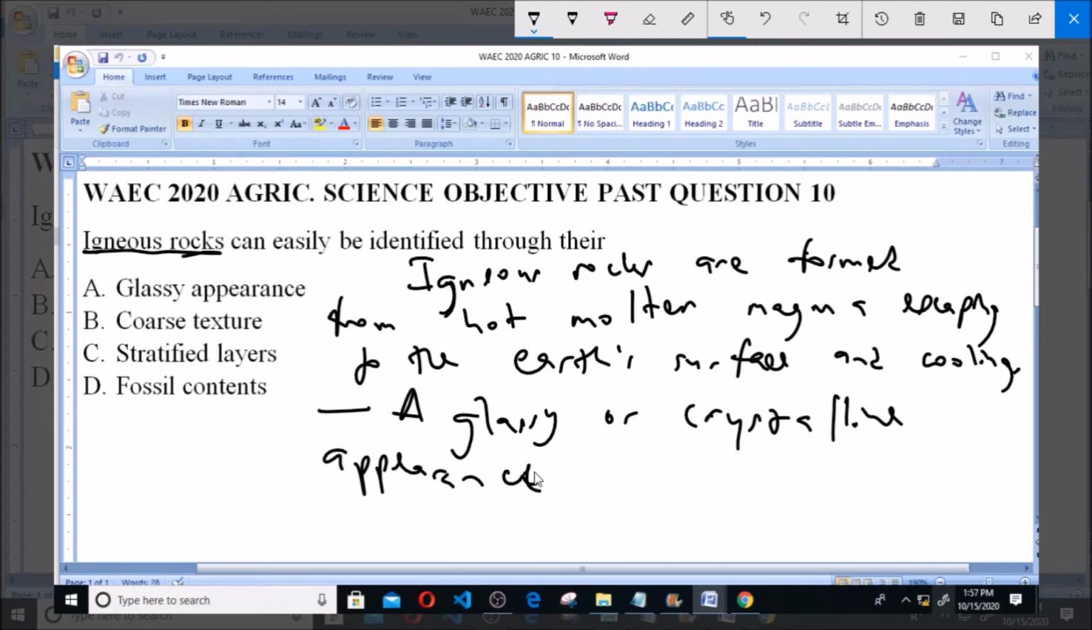That is, based on its appearance, it looks sort of like a glass or a crystal. So this is the distinguishing characteristic of igneous rocks. That's why we are asked how it can easily be identified. So from what we have said, a glassy appearance is option A. So option A, glassy appearance, is the correct answer to this question.